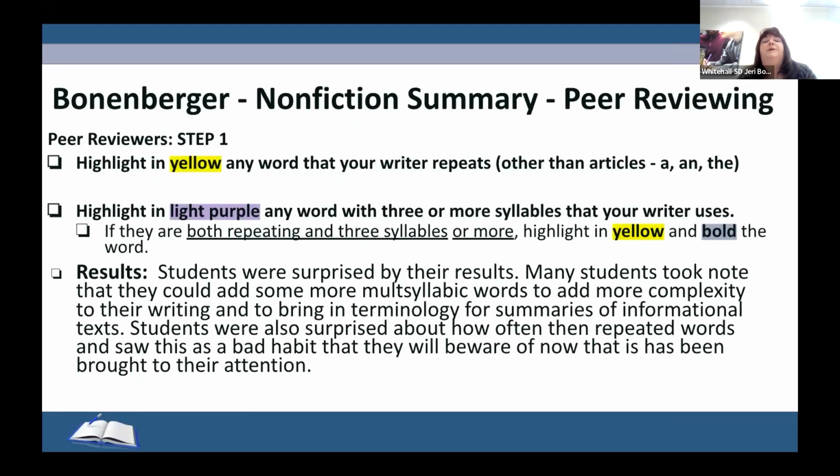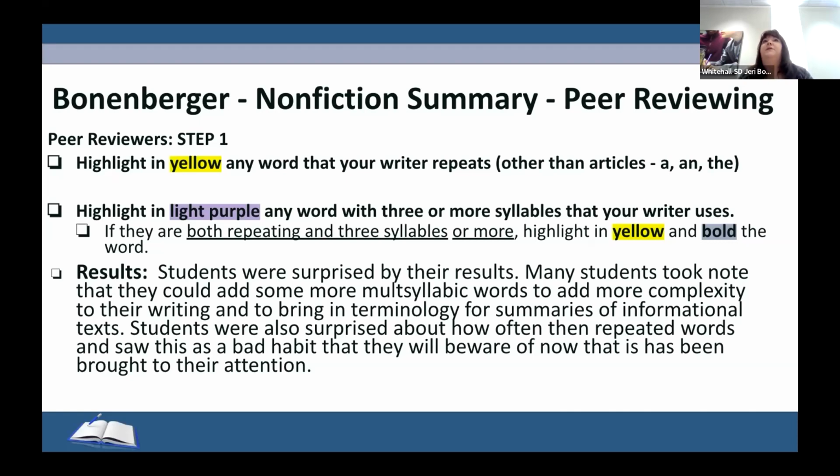So what I had them do when they were peer reviewing, after they did their initial summary, is I had them highlight in yellow any word that the writer they were reviewing repeats, other than common articles and common prepositions. They highlighted in purple any words with 3 or more syllables that the writer used, and if they were repeating and had 3 or more syllables, they highlighted in yellow and bolded them.